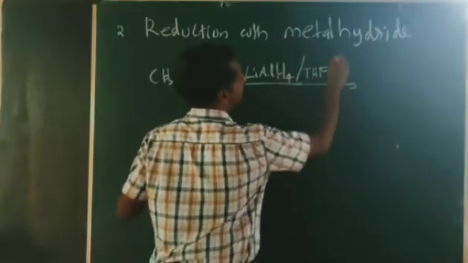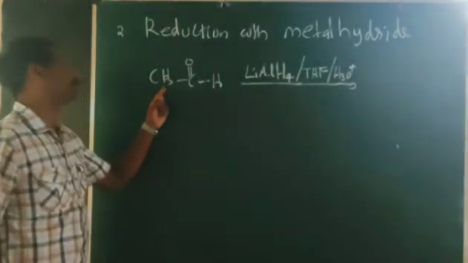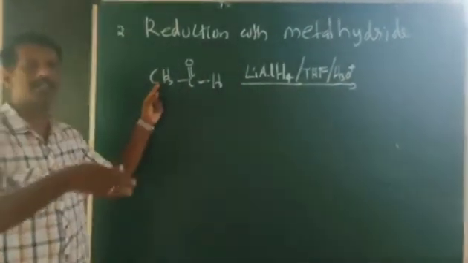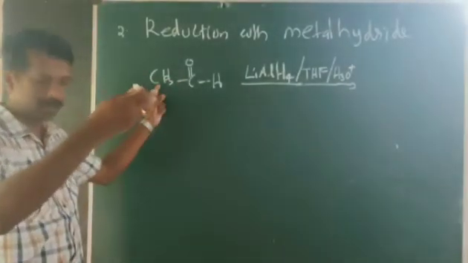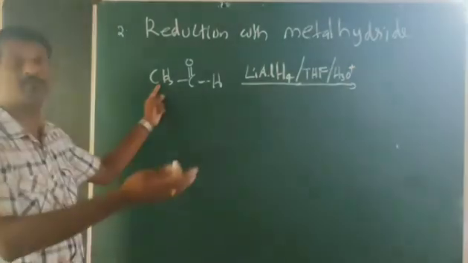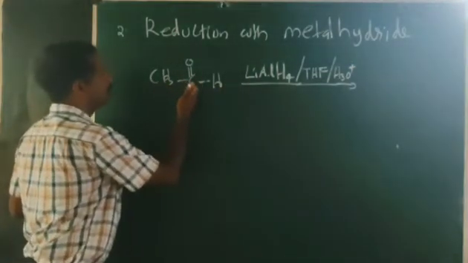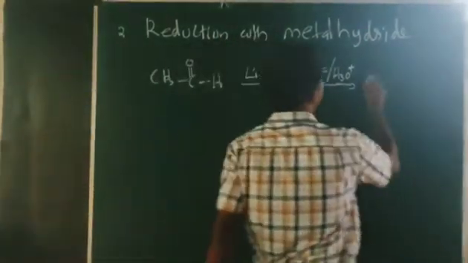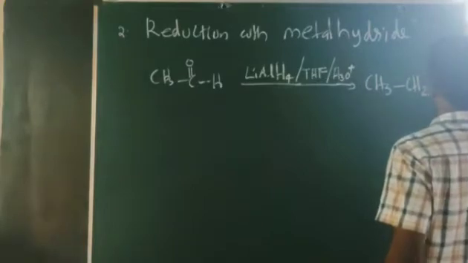followed by H3O+. Again, what do we get? Acetaldehyde, a 2-carbon aldehyde, is converted to an alcohol containing the same number of carbon atoms. So CH3CHO is reduced to CH3CH2OH. We get CH3CH2OH.